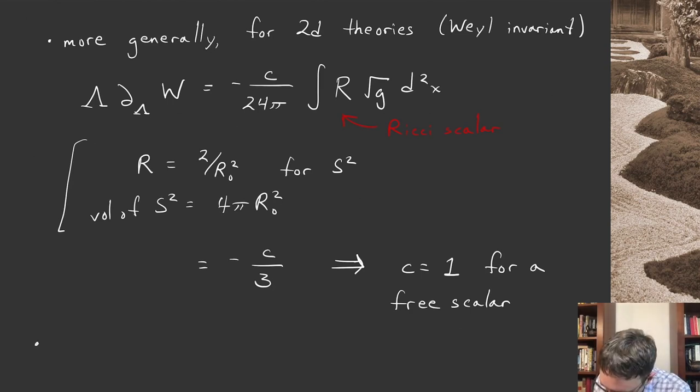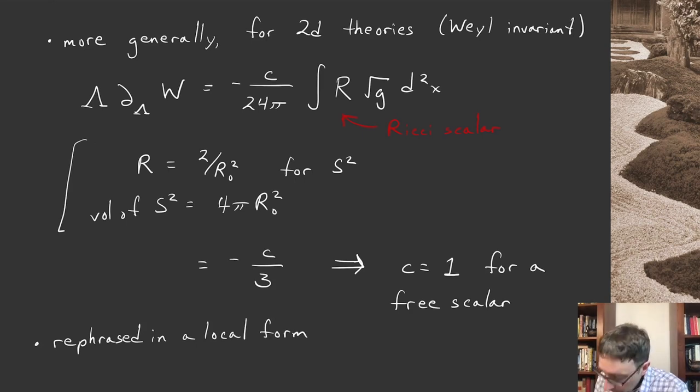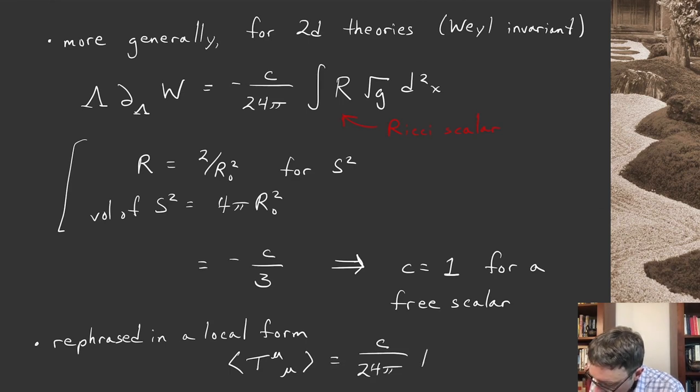So that's why we chose the normalization the way we did, so that the free scalar would have c equals 1. This often gets rephrased in a local form, so not as an integral: that the trace of the stress tensor, if I vary this effective action with respect to rescalings of the metric, should go as c over 24 pi times the Ricci scalar. So that's a standard result for 2D conformal field theories or 2D Weyl invariant theories.